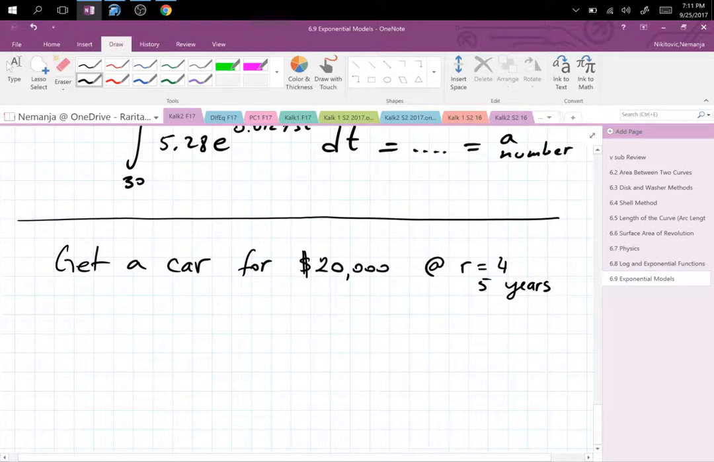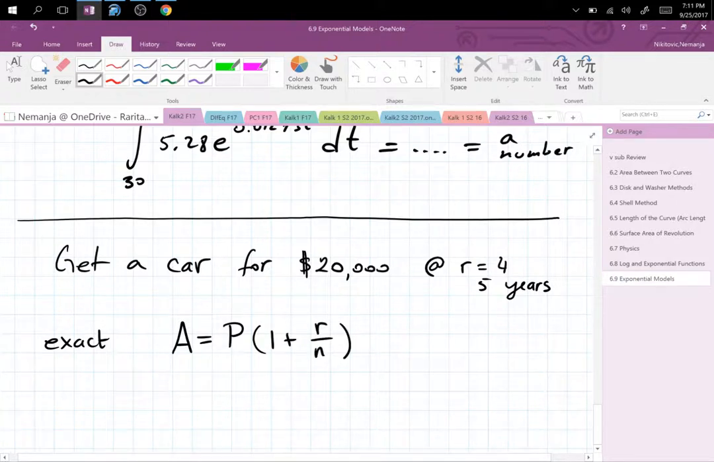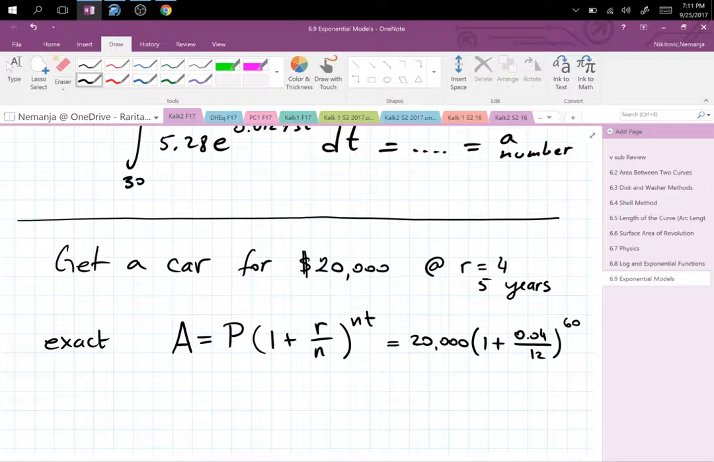So I'm just going to label this exact, but we are not going to worry about the exact. The amount you owe is the principal times 1 plus rate over the compound, which is the 12 in this case, times nt, which will be 20K times 1 plus 0.04 divided by 12 to the power 12 times 5, which is 60. This is the exact amount you owe after everything is computed.